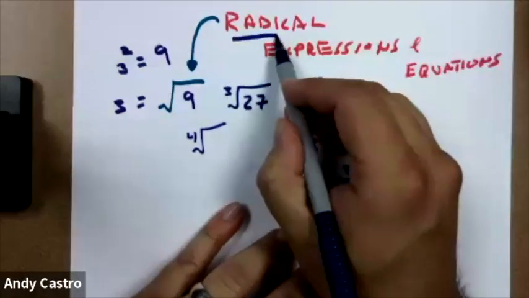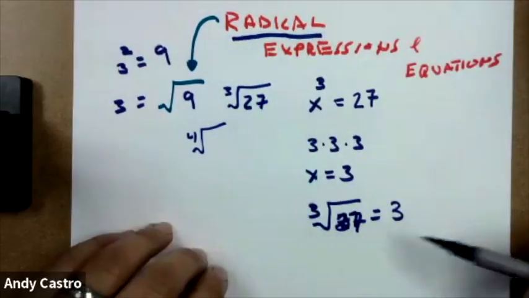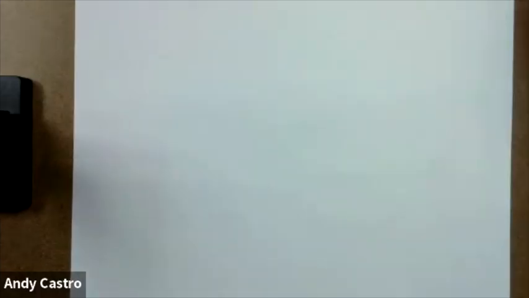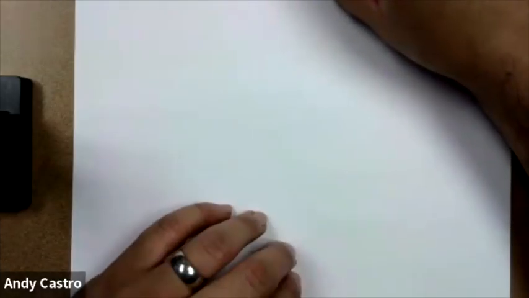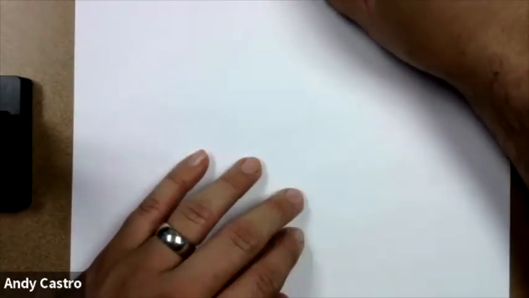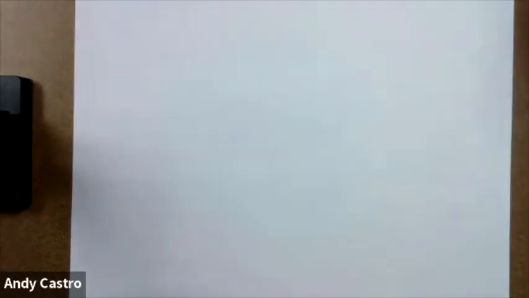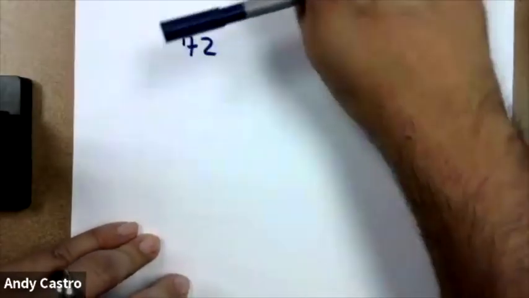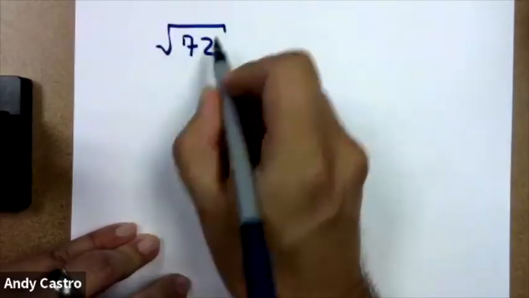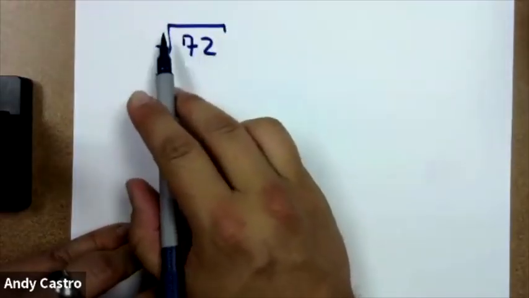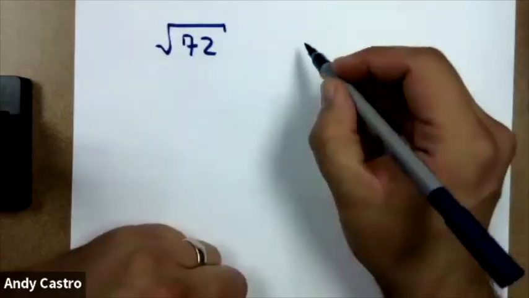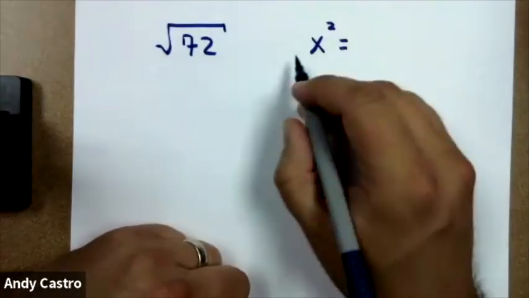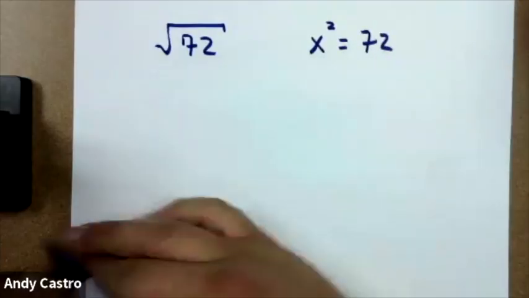We have root symbols and we're trying to find the base. Okay, so many times it's not necessarily straightforward. So let's do a good example. Let's look at the root of 72. Well, since there's no number here, we're assuming a square root, what number do I have to multiply by itself in order to get 72?